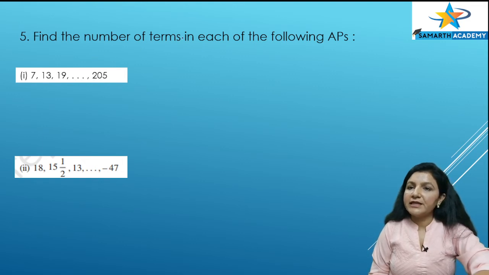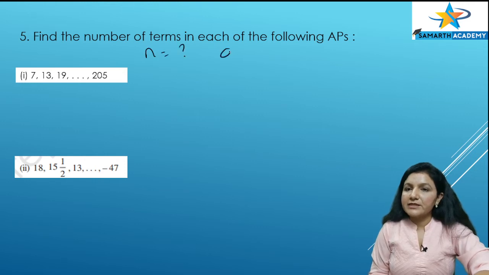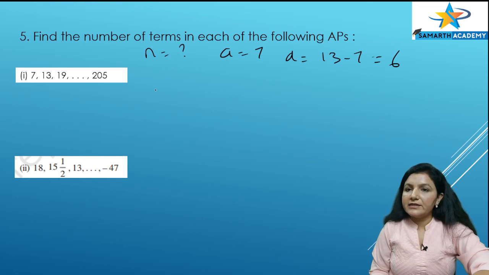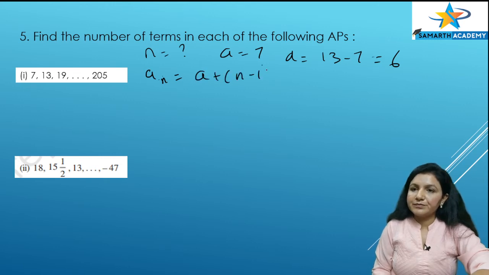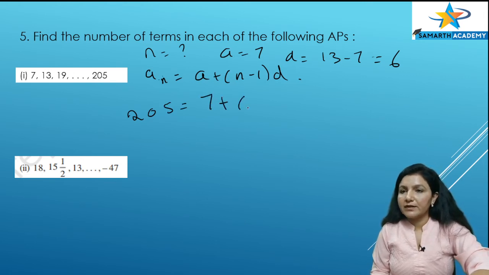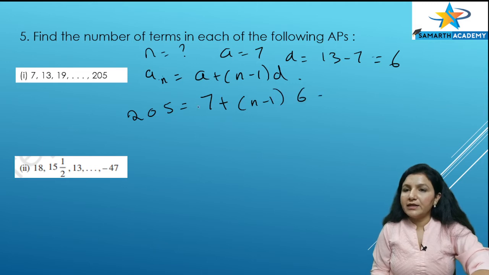Find the number of terms in each of the following APs. Here N is asked. A is equal to 7. D is equal to 13 minus 7, that is 6. And AN is equal to 205. So AN is equal to A plus N minus 1 into D. 205 is equal to A, that is 7, plus N minus 1 into D. 205 minus 7 is 198.